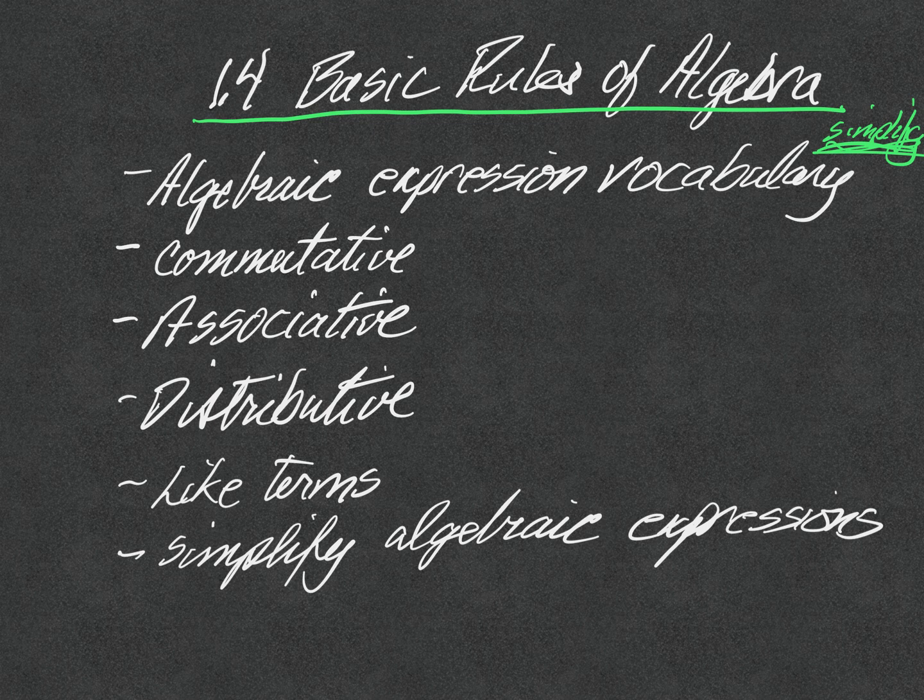So first of all, we're going to spend a little time on algebraic expression vocabulary, and then we're going to learn the 3 properties that help us simplify, or at least 3 of them that will help. The commutative, the associative, and the distributive properties. All right? We want to talk about those and we want to actually see how they work.